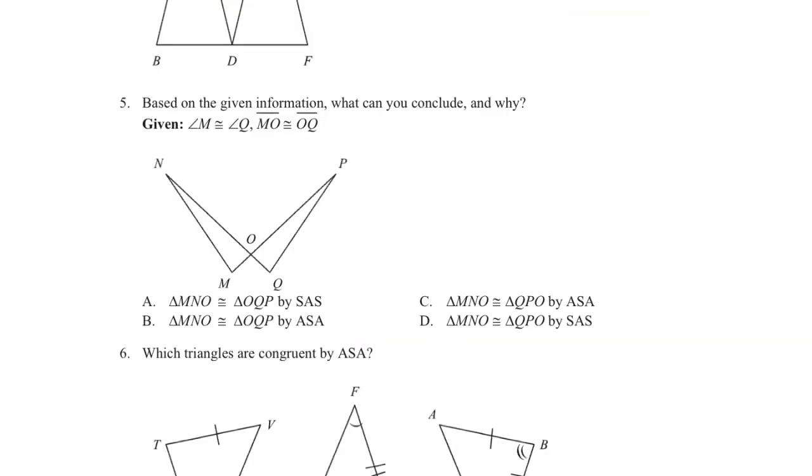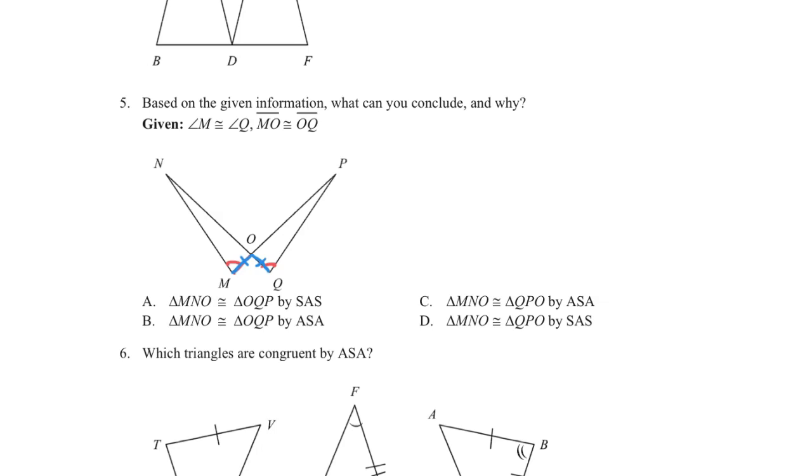So number five, we have, based on the given information, what can you conclude? We have angle M is congruent to angle Q, and we have segment MO is congruent to segment OQ.